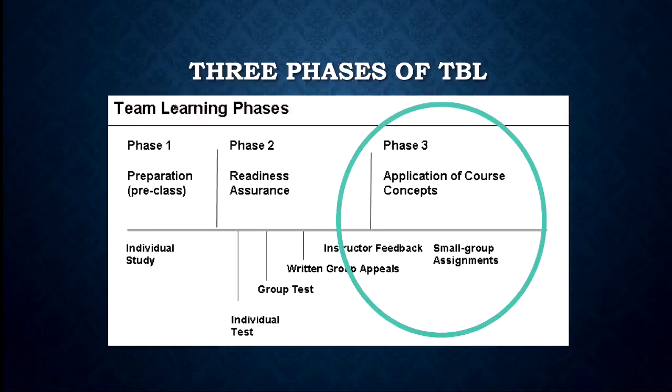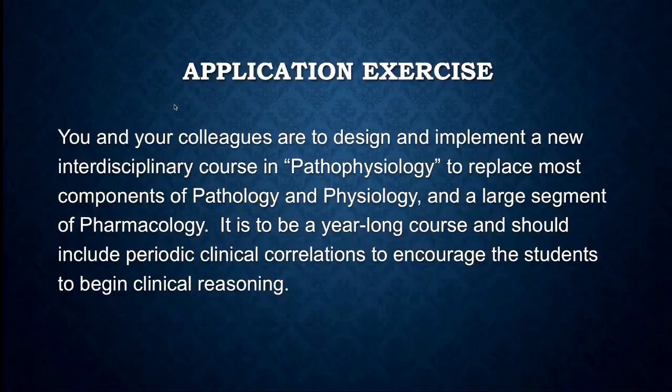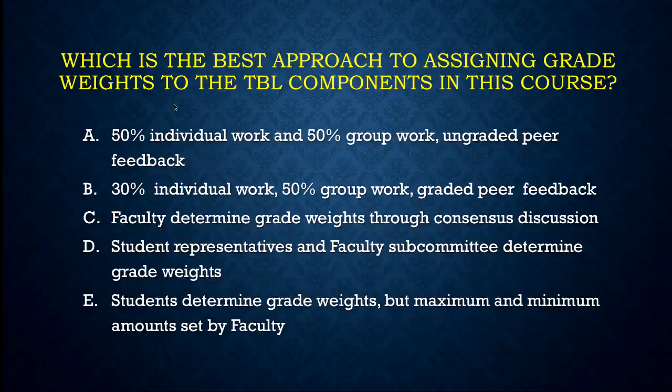So this is a challenging problem. And in this problem, pretend that you and your colleagues are going to design and implement a new interdisciplinary course in pathophysiology, to replace most components of pathology and physiology and a large segment of pharmacology. And it's going to be a year-long course, and it should include periodic clinical correlations to encourage students to begin clinical reasoning. So I imagine you guys do stuff like this. Everybody does. So this is the question. Which is the best approach to assigning grade weights to the TBL components in this course?